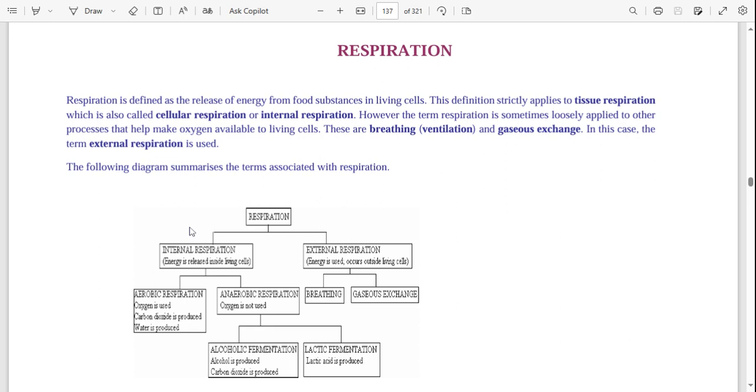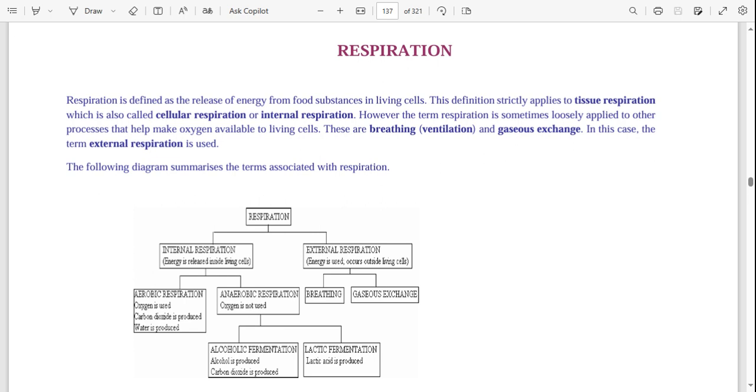Internal respiration, which involves the cells, can be divided into aerobic and anaerobic. External respiration involves breathing and gaseous exchange. Breathing is where the nose and the mouth are concerned: air is going in and air is leaving. Gaseous exchange happens in the lungs, where carbon dioxide leaves the blood and comes into the lungs, and oxygen leaves the lungs and goes into the blood.